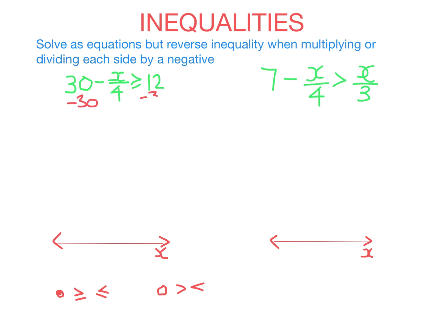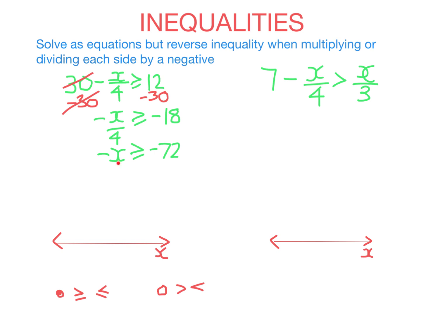Just like for equations, what you do to one side, you must do to the other. So those 30s cancel out. I'm left with negative x over 4 is greater than or equal to 12 minus 30, which is negative 18. Now I am going to multiply by 4. I'm going to undo dividing by 4 by multiplying by 4. So I'll get negative x is greater than or equal to negative 72.